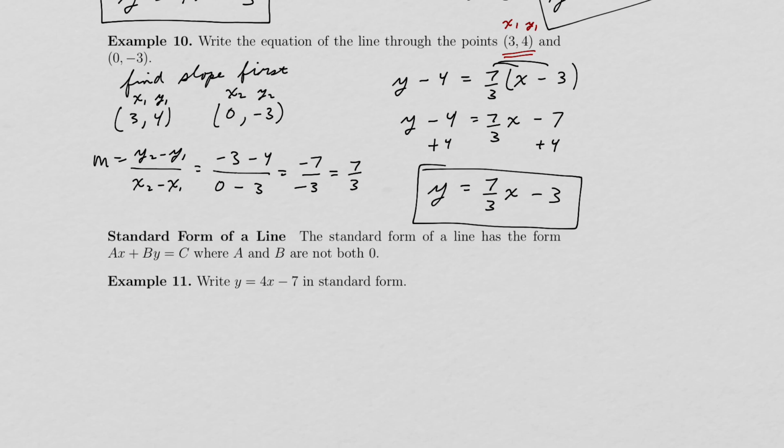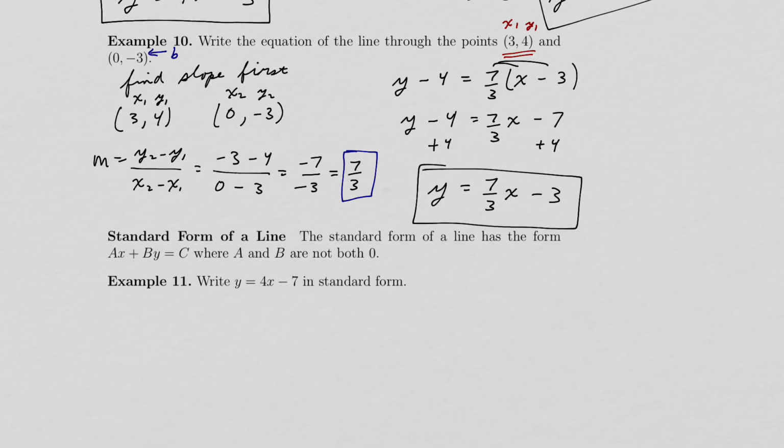Okay, one thing you could have recognized here is that one of the points the line was passing through was 0, minus 3. This is the y-intercept, right? So what this is telling us is that b is minus 3. We found the slope earlier, 7/3. So we could have just used the slope-intercept form and said y equals 7/3 x plus b, but b is minus 3, and we would have got exactly the same information. So as with anything in math, there's usually multiple ways you can solve a problem.